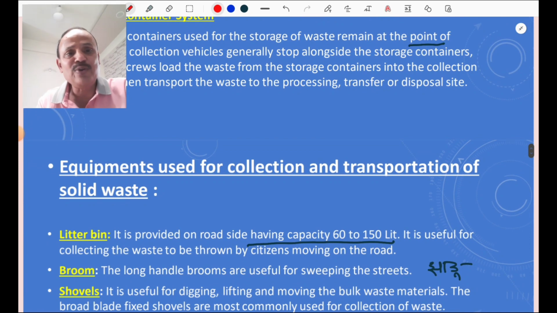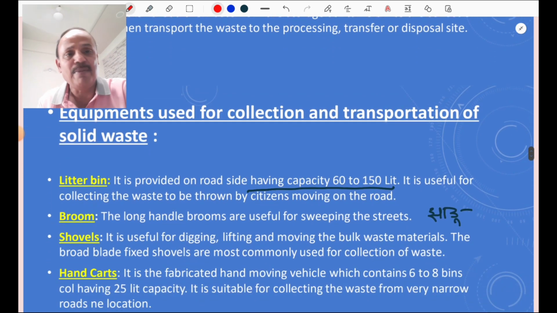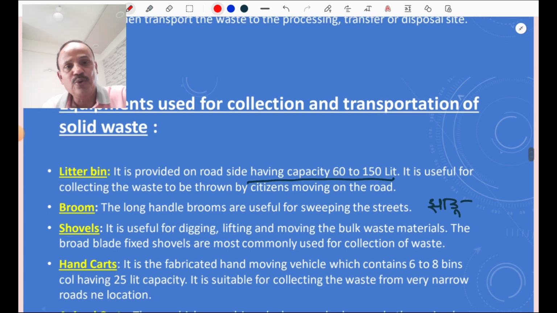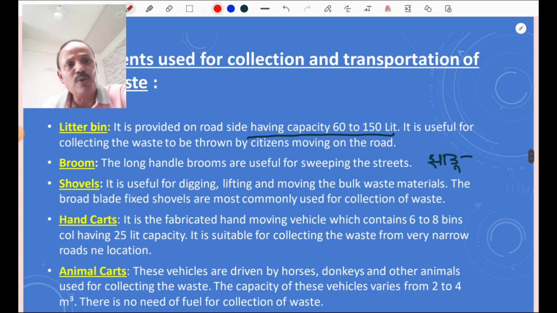Then we are going to discuss the equipments used for collection and transportation of the solid waste. One is the litter bin. It is provided on the roadside having capacity of 60 to 150 liters. It is useful for collecting the waste thrown by citizens moving on the road. Means the litter bin is used to collect the solid waste which is obtained from the road. Then broom, the long handled brooms are useful for sweeping the streets. You know the brooms. Then shovels, useful for digging, lifting and moving the bulk waste materials. The broad blade fixed shovels are most commonly used for collection of this solid waste.